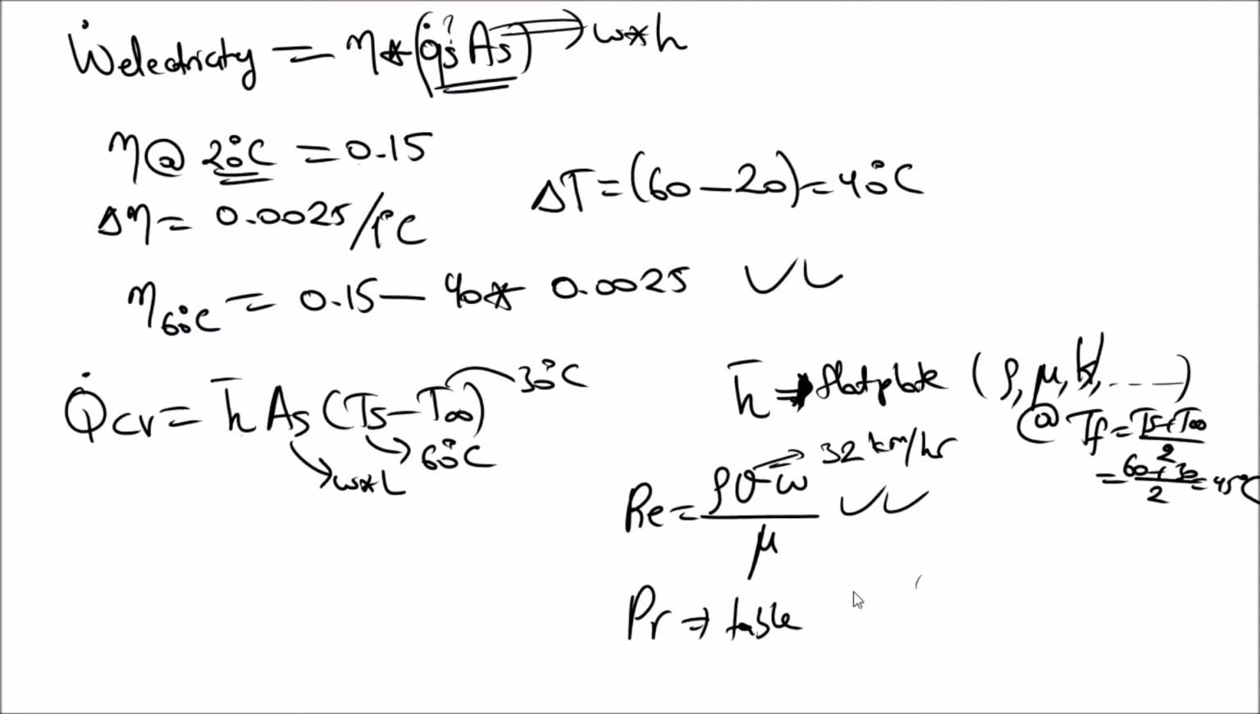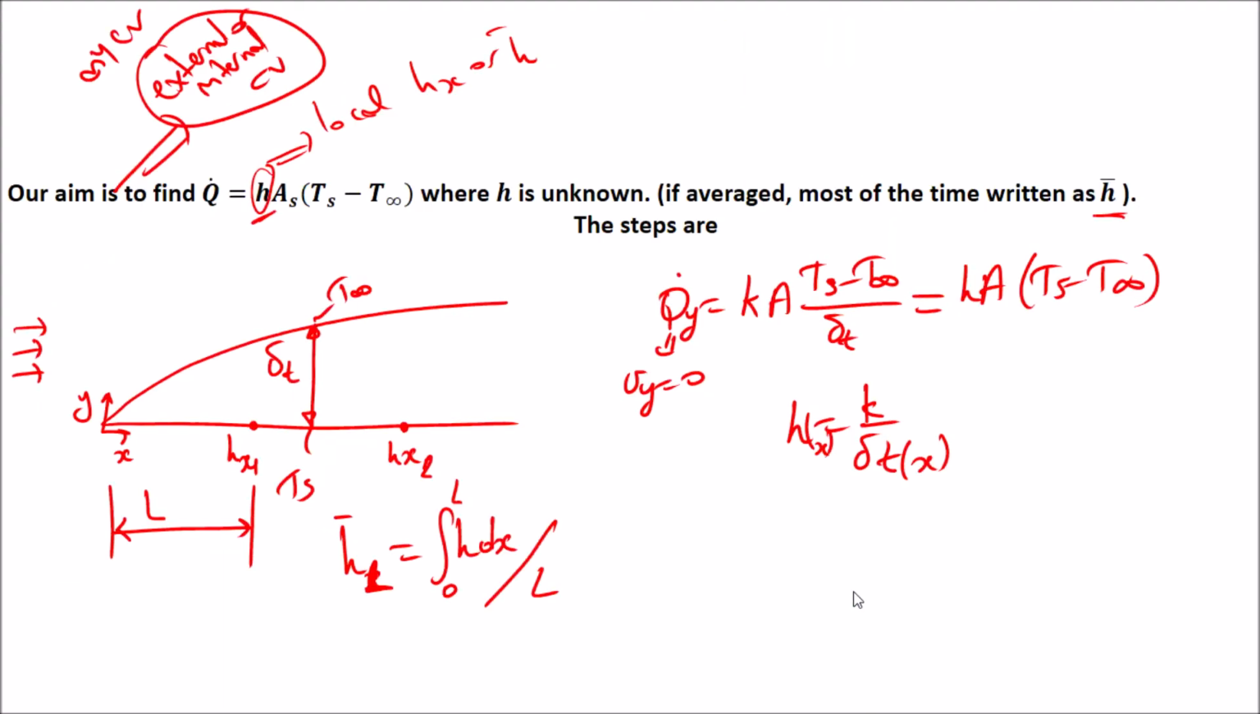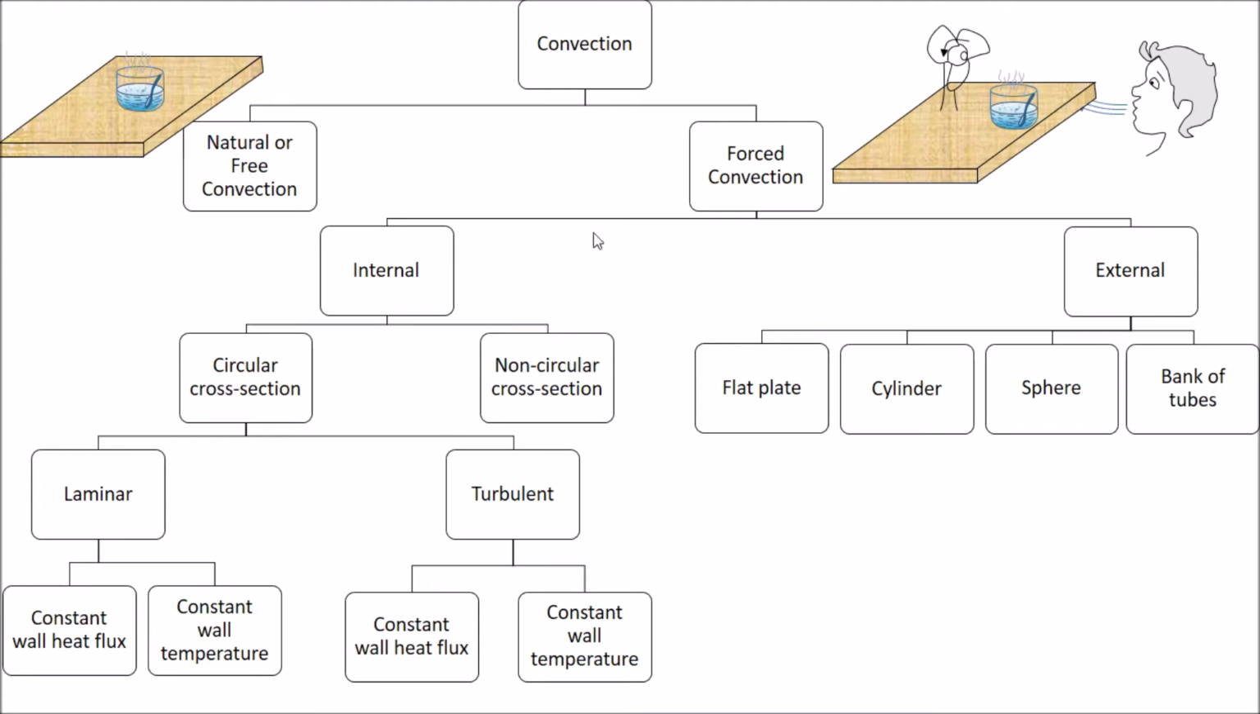Hello everyone, now we are going to talk about internal forced convection. If you remember from our first slide, forced convection can be internal and external. External is for simple geometries, and for internal flows we can have circular and non-circular geometries, and for each of them we have the laminar case and the turbulent case.